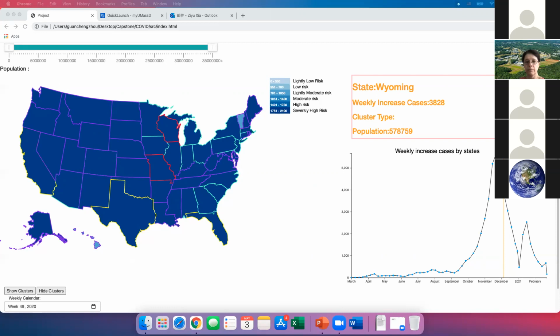Did you code this in Python? How did you do the coding? Which language? I do that in Python, yeah. The data part I use Python to analyze the data, and the website part I use D3.js.